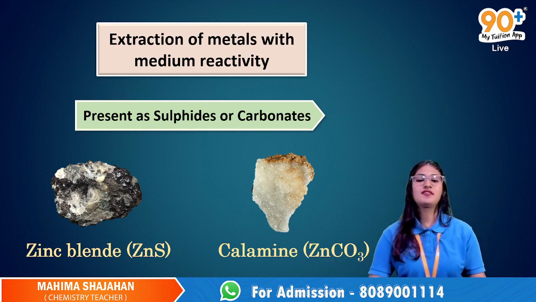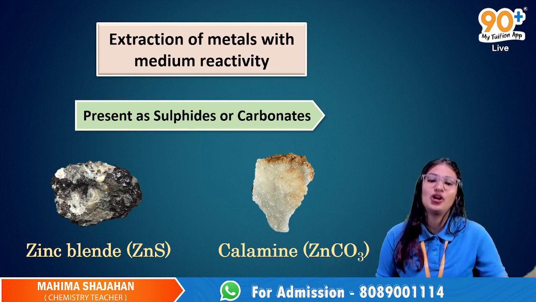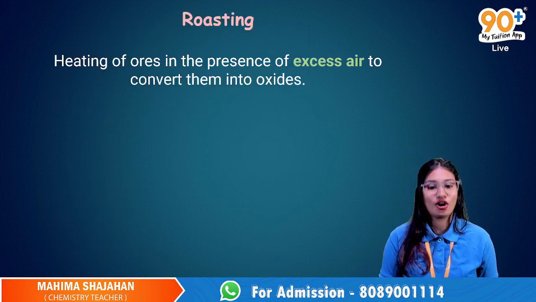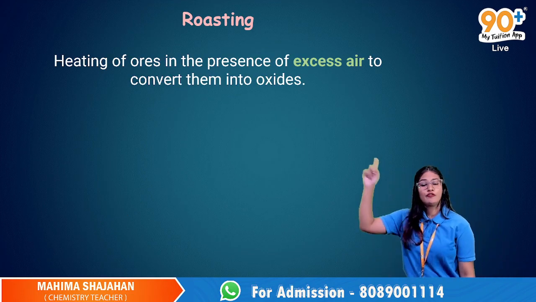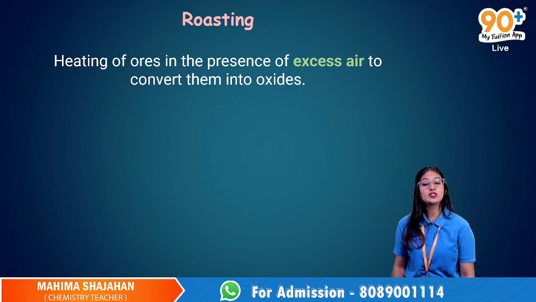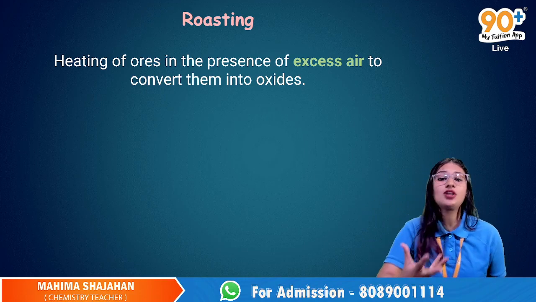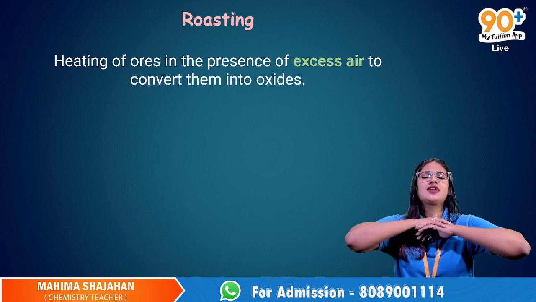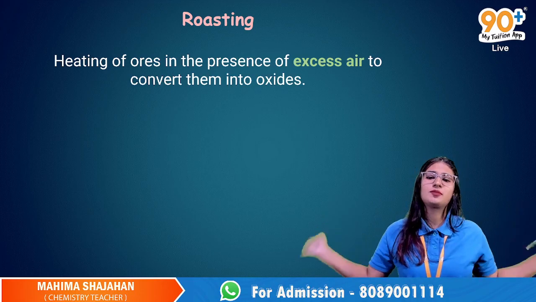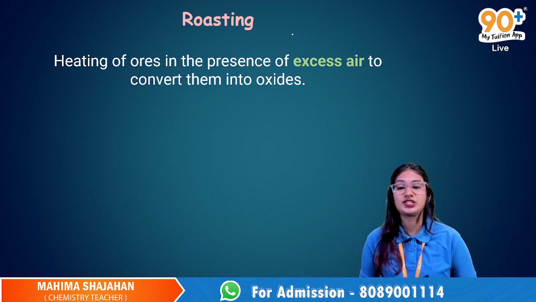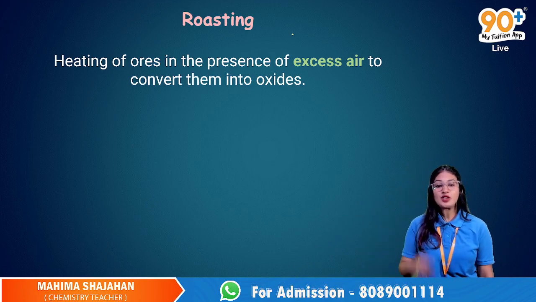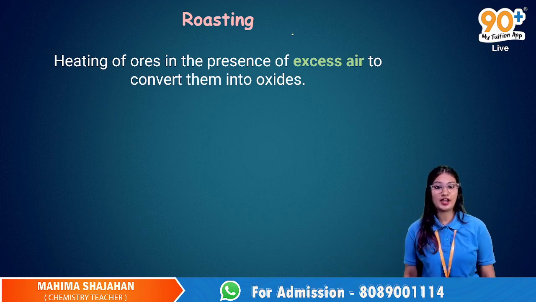Okay, so what can we do with them? First, let us convert them into their oxides. Now for this we have two techniques. The first one is roasting. Roasting means we are heating the ore in the presence of excess air, in the presence of oxygen. Roasting is mainly done for sulfide ores.